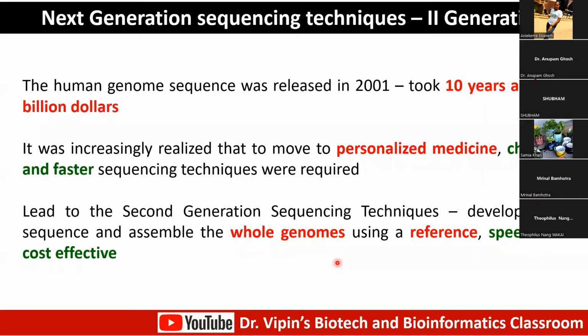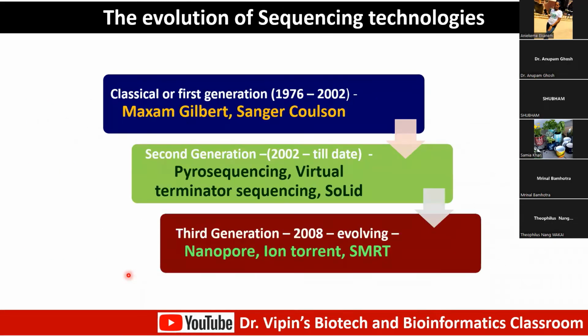So therefore, there was a grand challenge that was launched, and that resulted in the second generation of sequencing techniques, developed to sequence and assemble the whole genome using a reference. Speed and cost effectiveness was what was important. The idea was to develop a sequencing technique that would sequence a human genome for around $1,000, right? And very recently, we have come very close to sequencing the genome for $1,000.